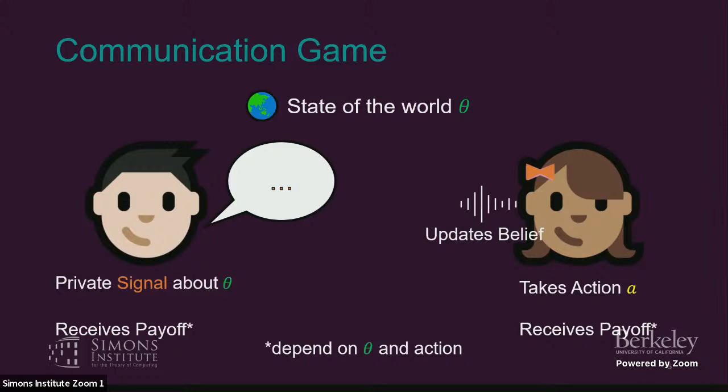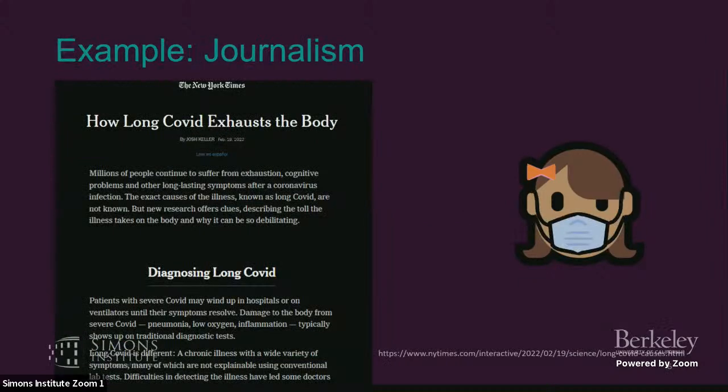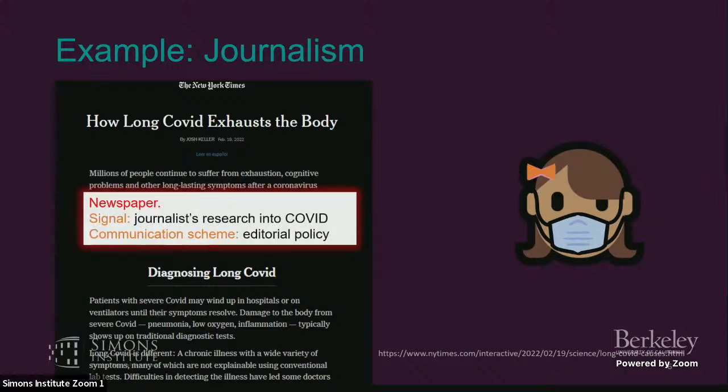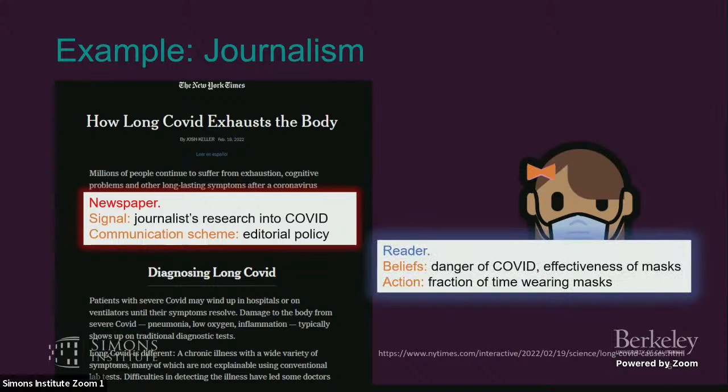So the sender here is more informed. So there is information asymmetry, and he can maybe choose to say something to manipulate the receiver in some sense, because the receiver has the agency to take the action, and that influences both the sender and the receiver. So for example, you can think of the case where the sender is a newspaper, and they want to communicate to the readers who are the receivers about the dangers of long COVID, and the readers are going to update their beliefs and take an action on how much should we wear masks, or whether we should get vaccinated or not.